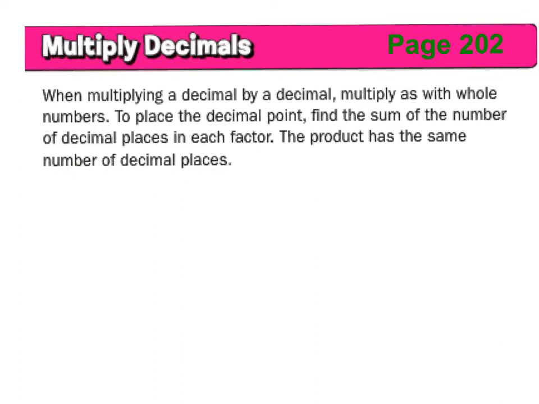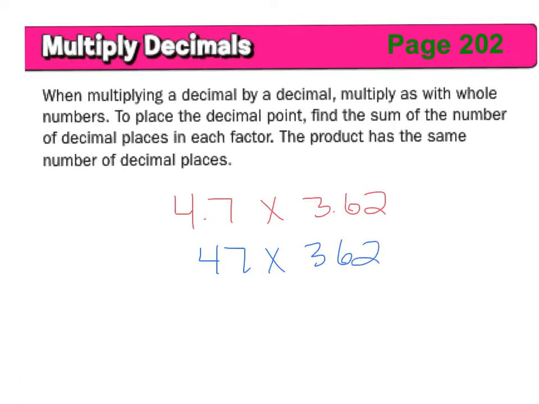So we're going to take a problem like 4.7 times 3.62, and instead of worrying about those decimal points, we're just going to go ahead and take 47 times 362, which seems a lot friendlier to us. So let's look at the examples.